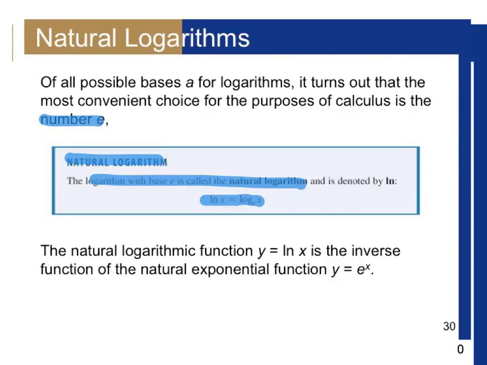Okay. And as we know from before, y equals ln of x is the inverse function of the natural exponential function y equals e to the x. Just like y equals log base 2 of x is the inverse function of y equals 2 to the x. So now we're using base e instead of base 2 or 3 or 5 or 10. Okay, so this is log base e, and the inverse of y equals e to the x.